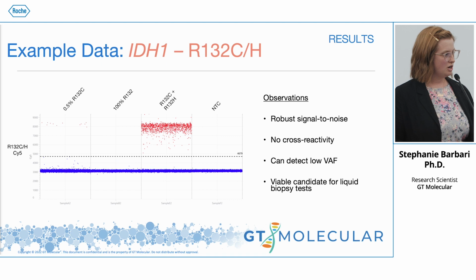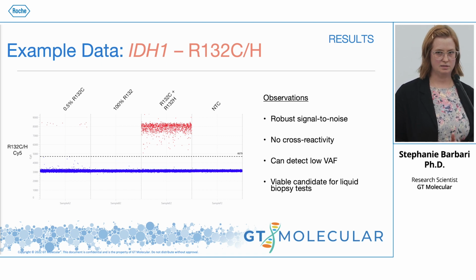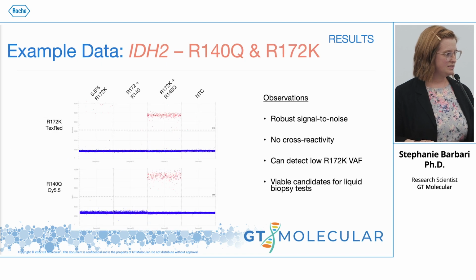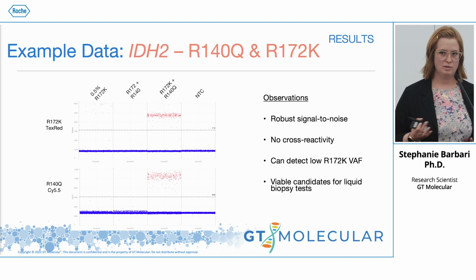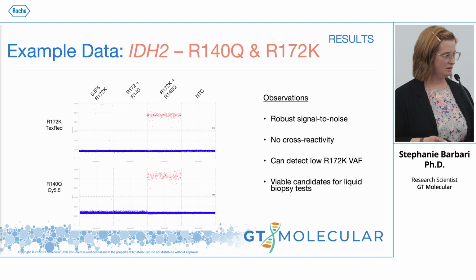For our IDH targets, this is showing a 0.5% reference standard, wild type, and 100% mutant control. We see a robust signal-to-noise ratio. We don't see any cross-reactivity on wild type, and we can detect really low VAFs. The same story is true for R140Q and R172K in IDH2: robust signal-to-noise, no cross-reactivity. And for this standard, it only had R172K, but we were able to detect the mutation in this sample.